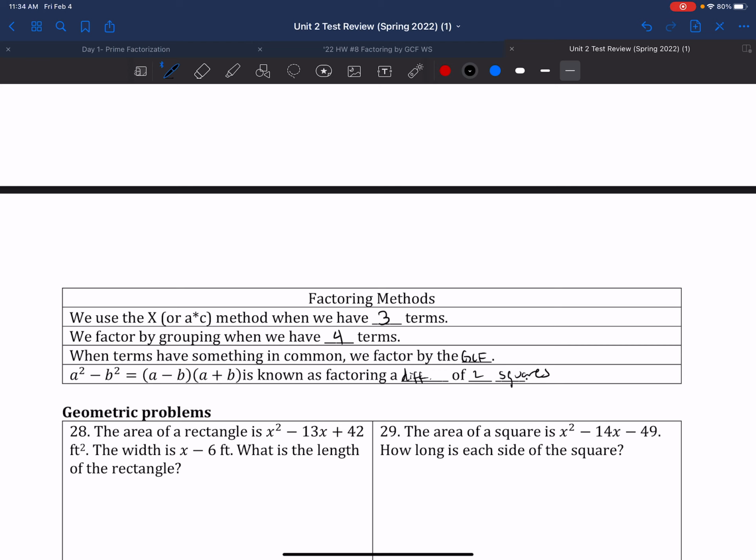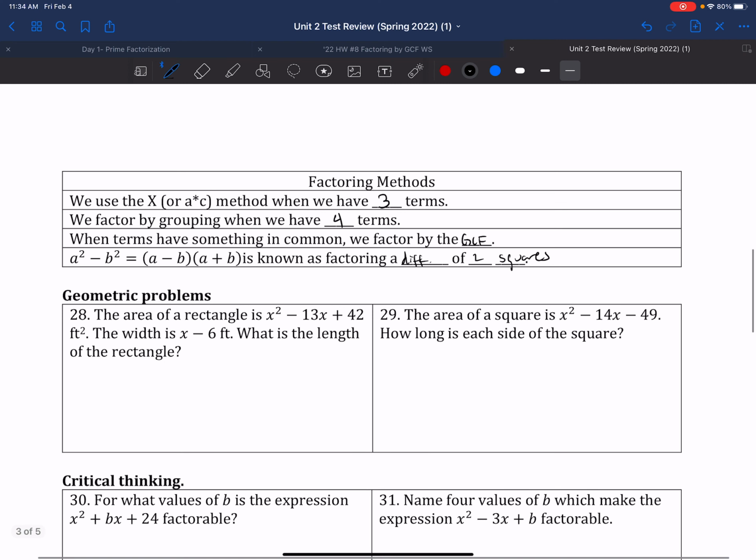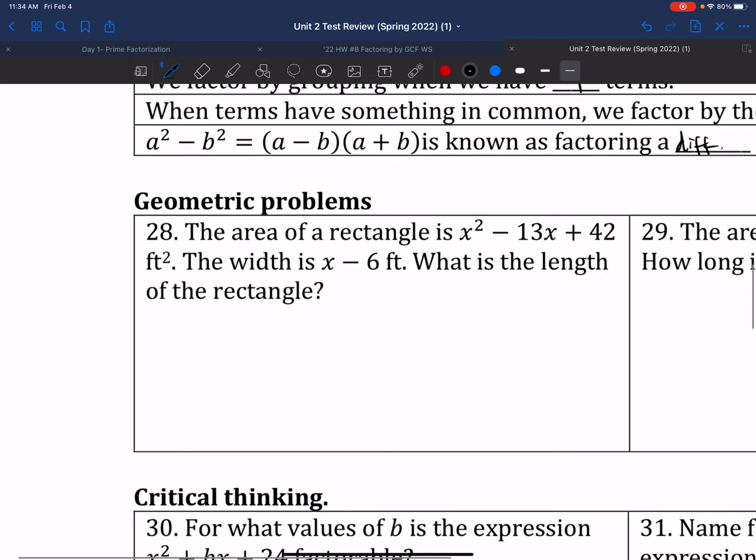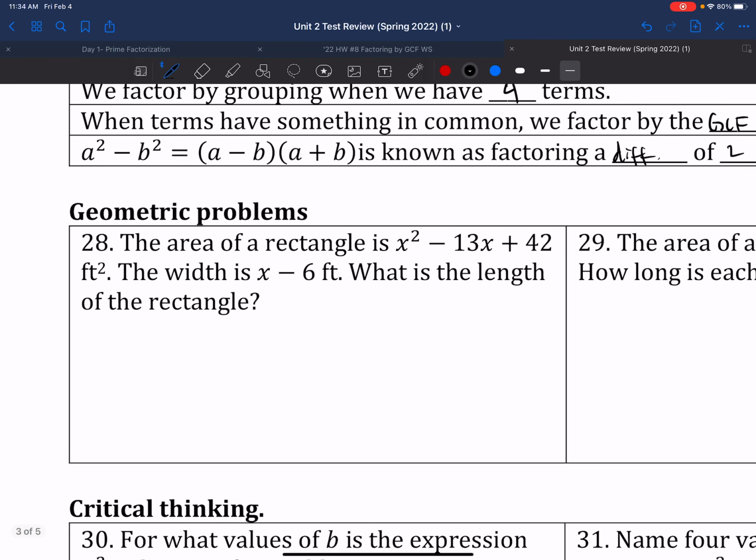Geometric problem. More factoring, but this time we're going to apply it in the context of geometry. The area of a rectangle is x squared minus 13x plus 42 feet squared. The width is x minus 6 feet. What is the length of the rectangle? Okay, so let's go ahead and draw a rectangle. And we know that the width is x minus 6, and the length is something that we don't know, right?